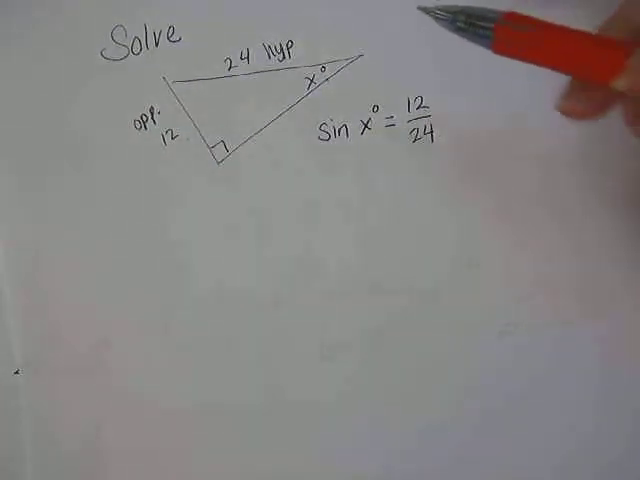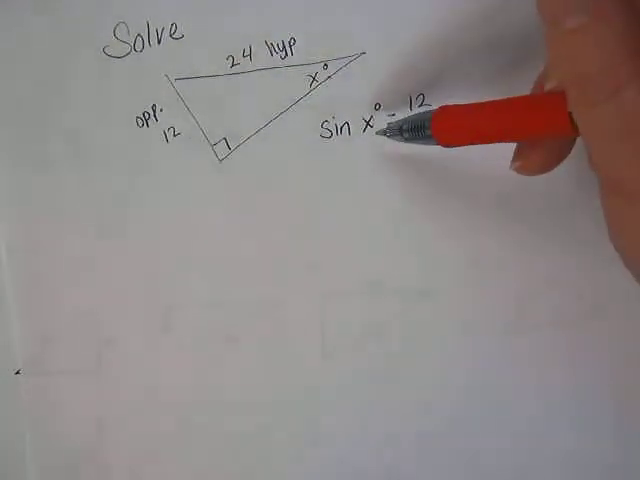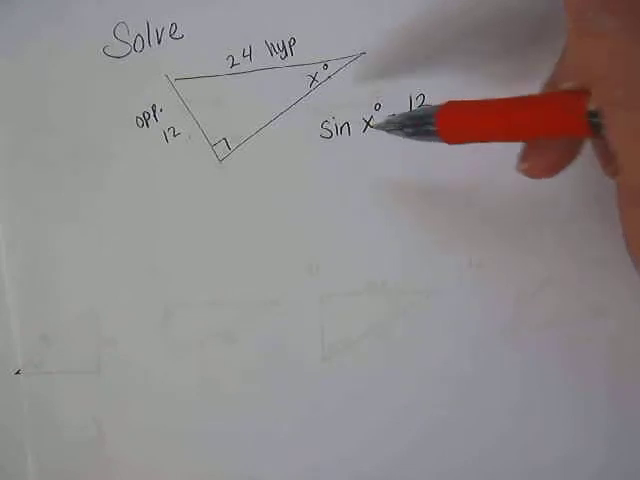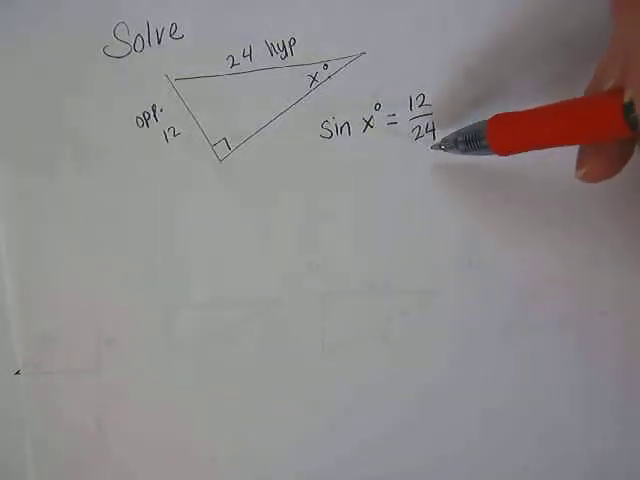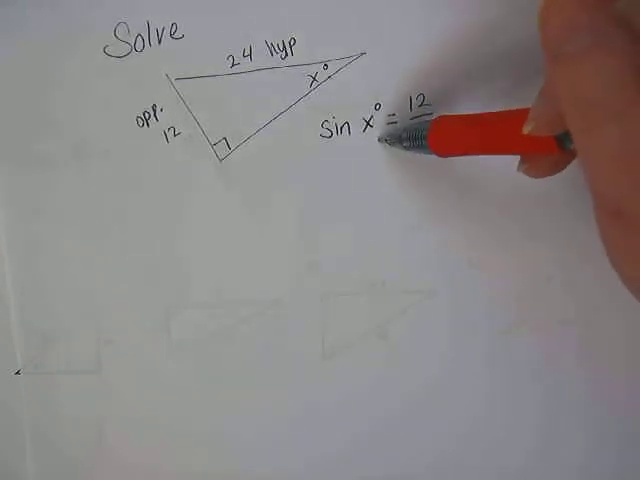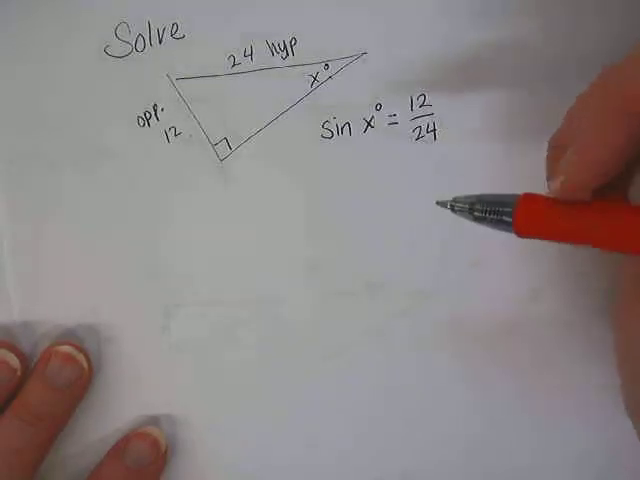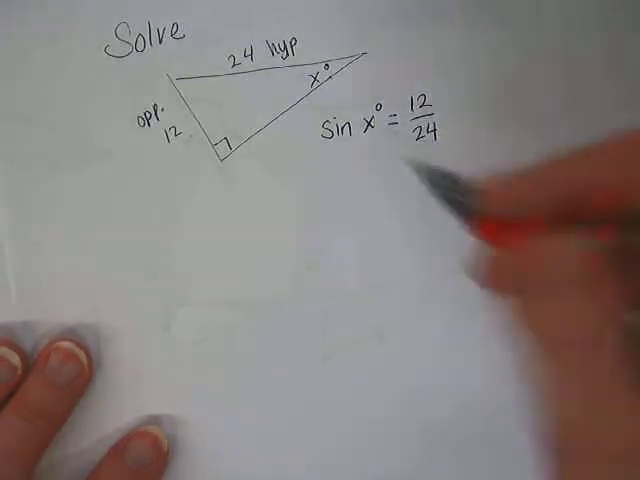So in this problem, it's different from the other problems we've been doing because we don't know the angle. Instead, we have the lengths of the sides. So instead of trying to find the lengths of one of the sides, we're trying to find the angle. In order to do that, we have to use something called an inverse.